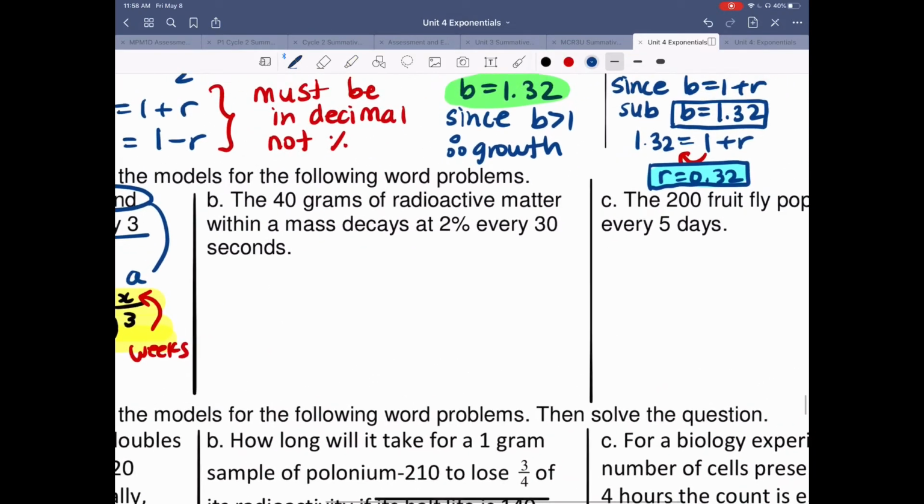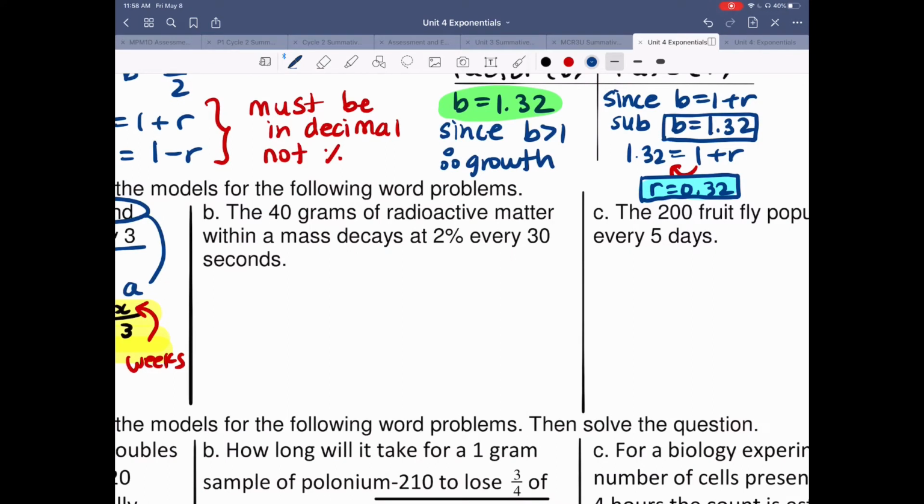Okay, question B, the 40 grams of radioactive matter within a mass decays at 2% every 30 seconds. The 40 grams, that right away is my A value. So A is equal to 40. It says mass decays at 2%, and so that means it's a decay. So interpreting that, I have my R value. Again, moving that twice over, and I get R is equal to 0.02. So therefore, with my little equation, well, it's a decay, so I'm going to do B is equal to 1 minus 0.02. Therefore, B is equal to 0.98.